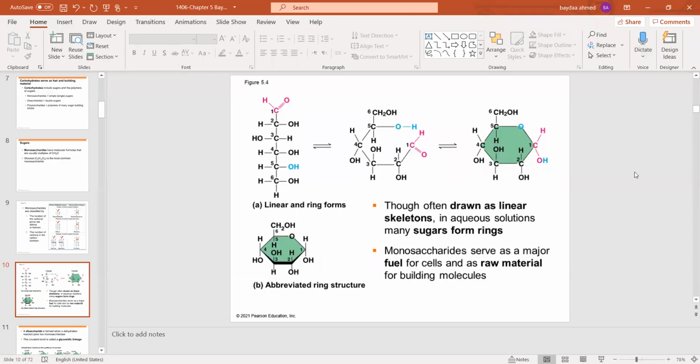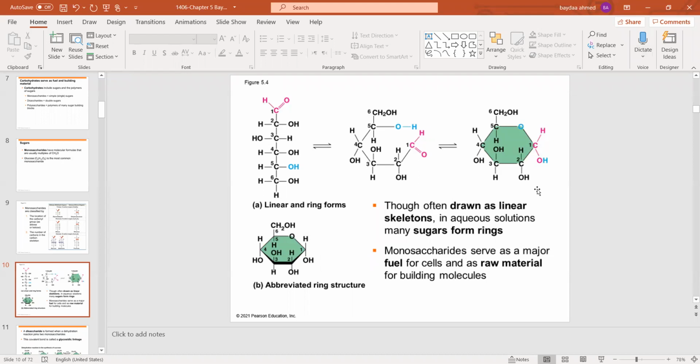Although it's convenient to draw glucose with a linear carbon skeleton, this representation is not completely accurate. In aqueous solution, glucose molecules, as well as most other 5 and 6 carbon sugars, form rings because they are the most stable form under physiological conditions.